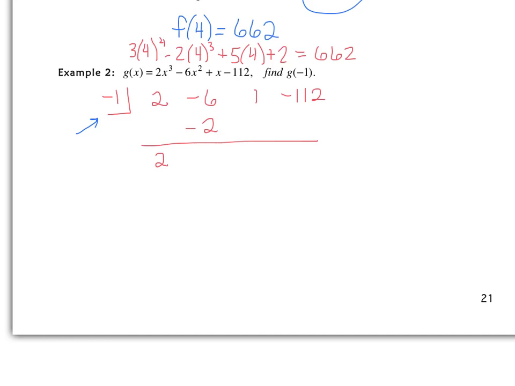Going down, we add. Negative 6 plus negative 2 is negative 8. Multiply that by that negative 1 on the outside, you get positive 8. Going down, we add, you get 9. And then diagonally we multiply, you get negative 9. And going down, we add, it's negative 121. So g of negative 1 equals negative 121. Again, if I was to directly substitute it in, I would get that same answer.